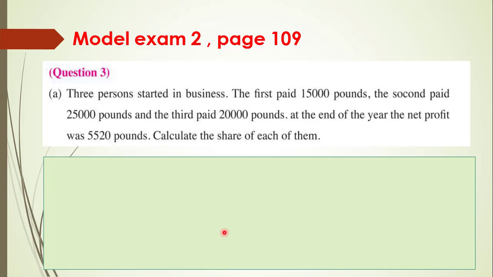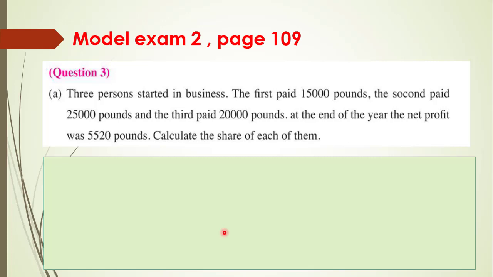Now let's move to page 109. 3 persons started a business. The first paid £15,000, the second £25,000, and the third £20,000. At the end of the year, the net profit was £5,520. Calculate the share of each of them. We want the share of each of them.